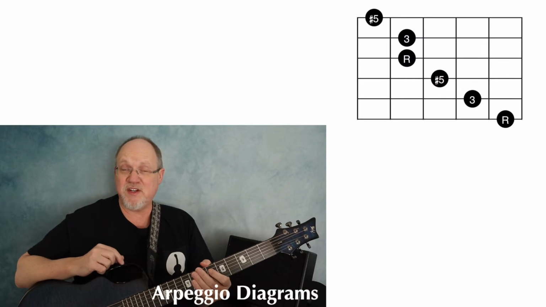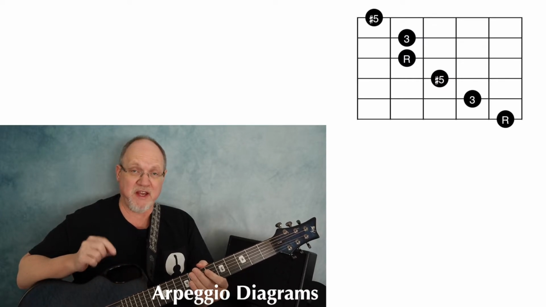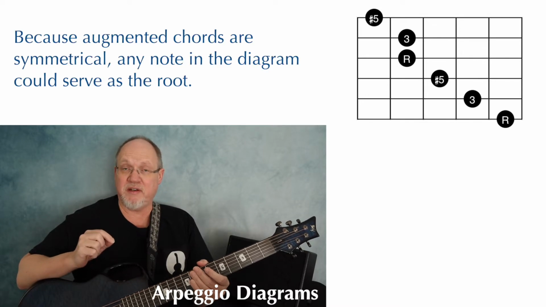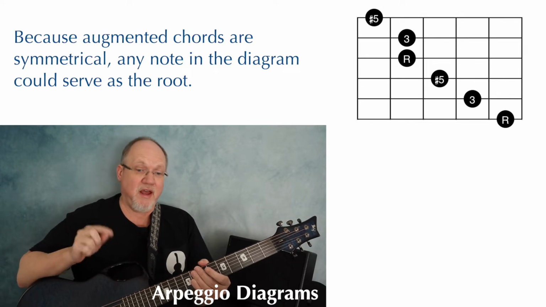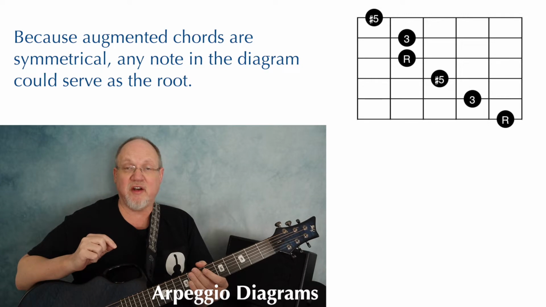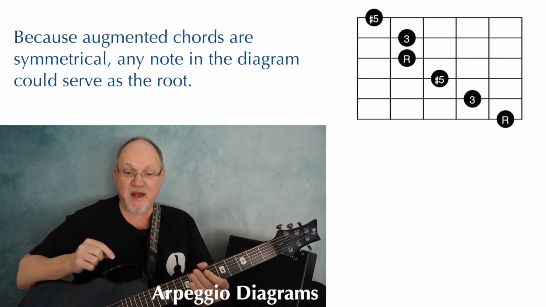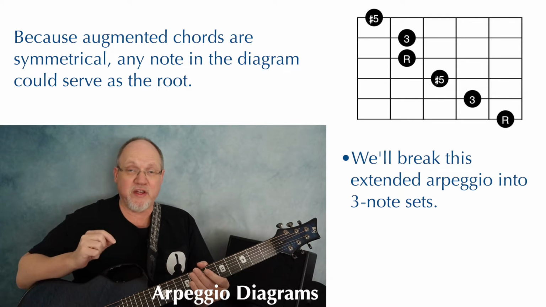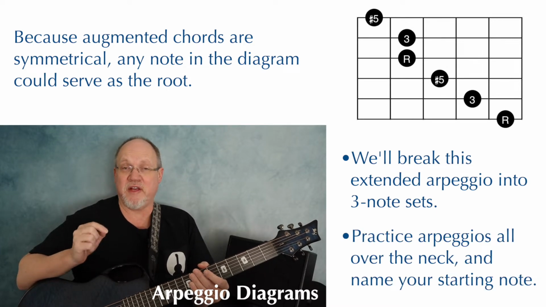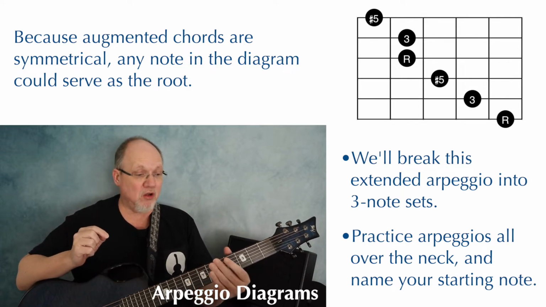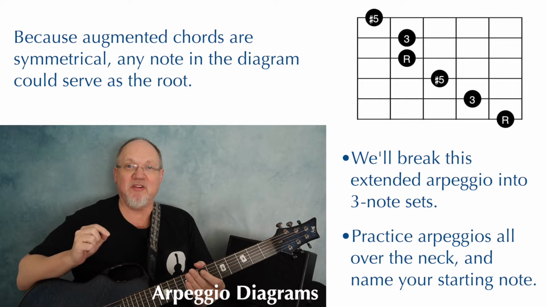These augmented arpeggios are going to be different from the major, minor, and diminished arpeggios you've learned to play. Because augmented triads are symmetrical, any of these notes in the diagram could serve as the root note. So this diagram shows an extended triad, but we're going to break it into 3-note sets. I'm going to start each arpeggio from the 5th fret only for demonstration purposes, but when you practice this, make sure you play it all over the fretboard and name your starting note.